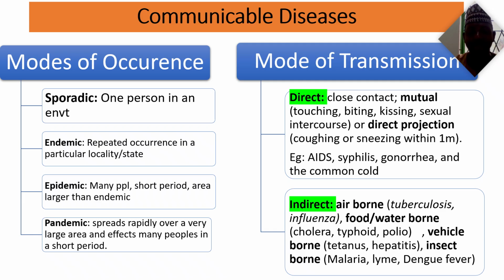So this type of indirect transmission can occur in several ways. It can be airborne, in which the pathogens are transmitted through dust, wind carrying dust which contains the pathogen.